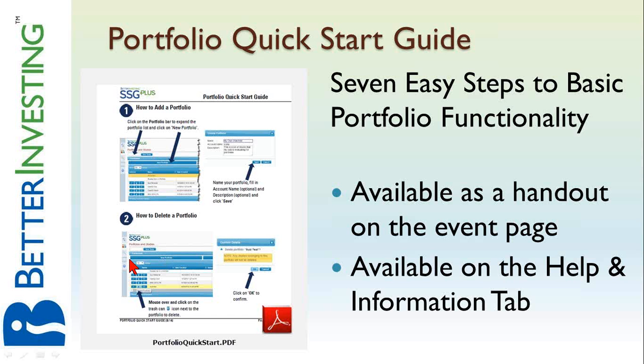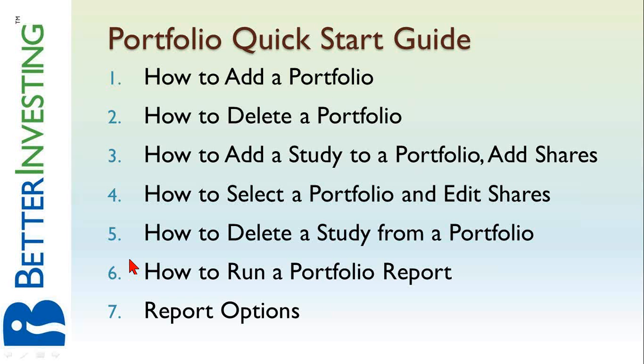It is a 4-page document that tells you all of the basics of what to do in a portfolio: how to create or add a portfolio, how to delete a portfolio, how to add a study or a stock selection guide to a portfolio, and how to add shares so that you can figure out what percent your investment is taking up out of the total portfolio. Once you already have a portfolio set up, you can select it and edit your shares should they change. You can delete a study from the portfolio should you choose to sell that company, for example. And then we'll show you how to run some portfolio reports, as well as some of those report options once you are running reports.